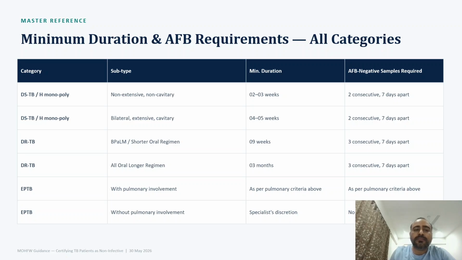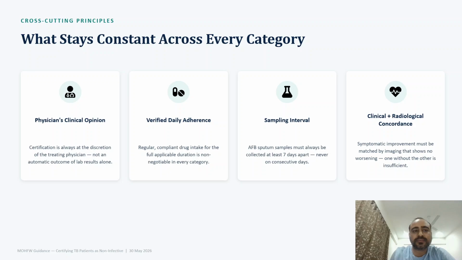In drug-resistant tuberculosis, for patients taking the BPaLM regimen or short oral regimen, the minimum duration should be 9 weeks, and there should be three consecutive AFB negative samples that should be 7 days apart. While patients on all oral longer regimen, the minimum duration will be 3 months, and three consecutive AFB negative samples are required that should be 7 days apart. In extrapulmonary TB cases with pulmonary involvement, the duration and the AFB negative samples would be as per the pulmonary criteria. In extrapulmonary TB without pulmonary involvement, it all depends on the respective specialist's decision.